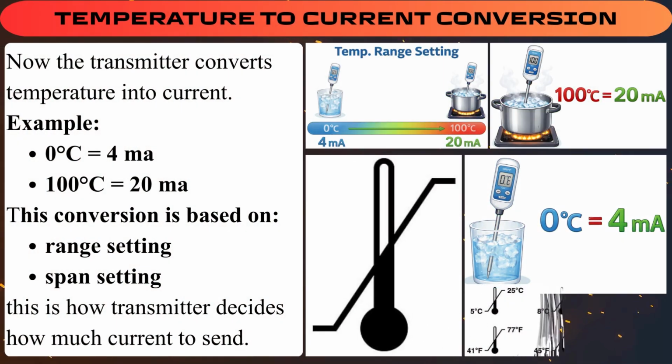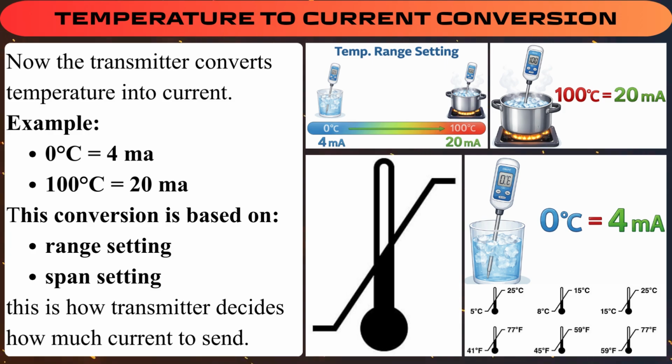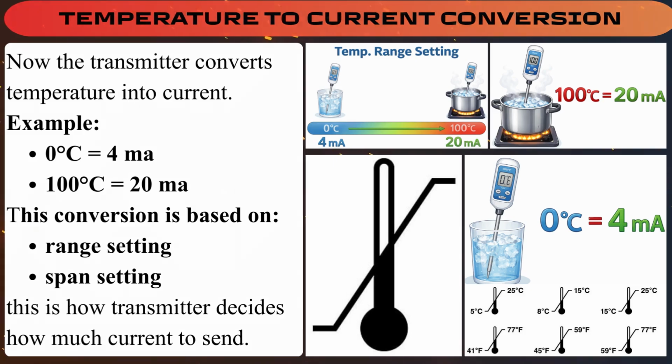Temperature to current conversion. Now the transmitter converts temperature into current. Example, 0 degrees Celsius is equal to 4 milliampere. 100 degrees Celsius is equal to 20 milliampere. This conversion is based on range setting, span setting. This is how transmitter decides how much current to send.